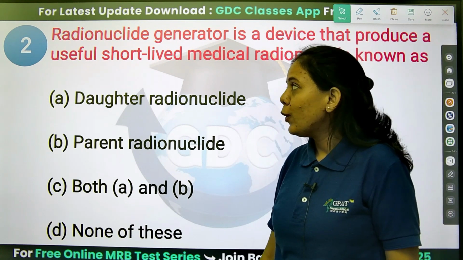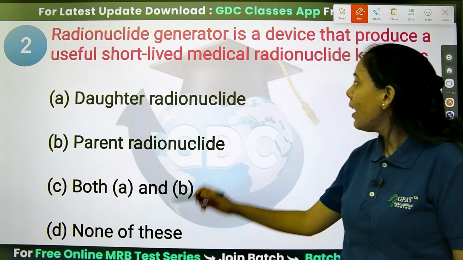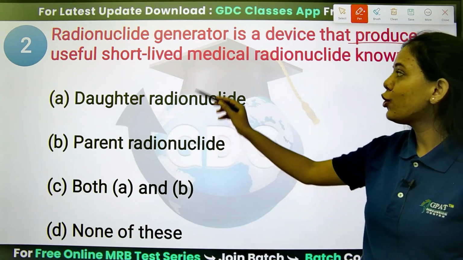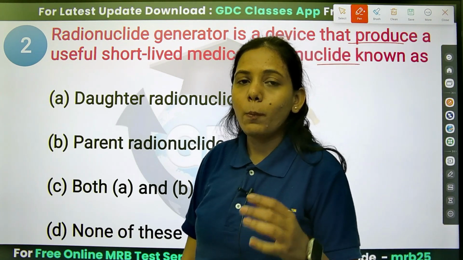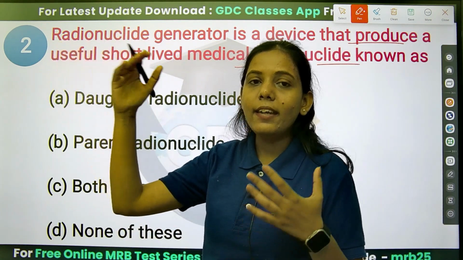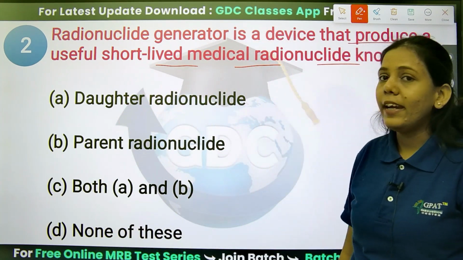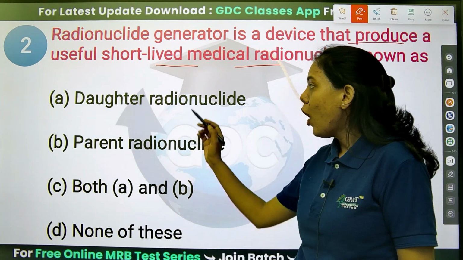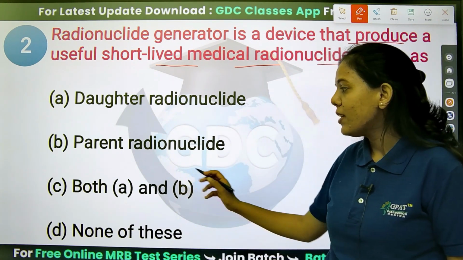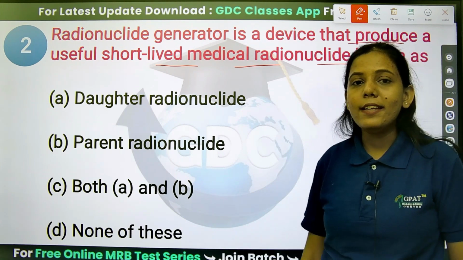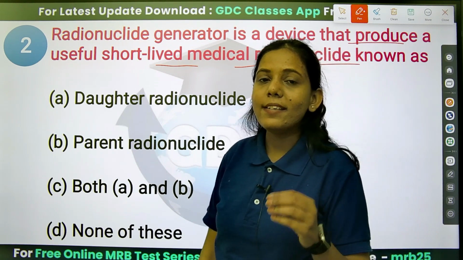The second MCQ is: radionuclide generator is a device. Basically, it is a device that produces a useful short-lived medical radionuclide, and that is known as what? Okay, so basically one generator is there that produces different kinds of short-lived medical radionuclides, and they are known as what? Option A is daughter radionuclide, option B is parent radionuclide, option C is both A and B, and option D is none of the above. So basically option A, that is daughter radionuclide, is the right answer.